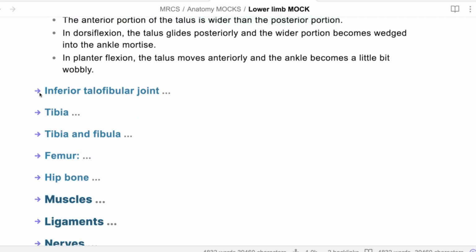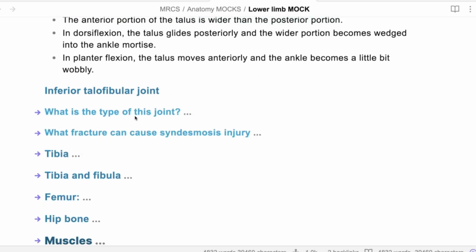Okay. So, what is the type of the inferior tibiofibular joint? So, inferior fibular joint. So this is a type of joint, basically.